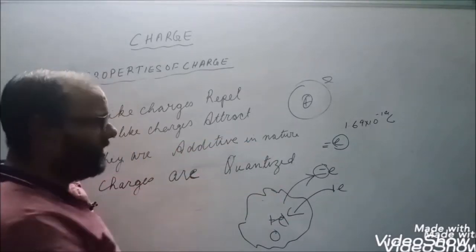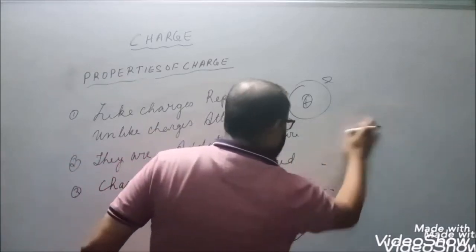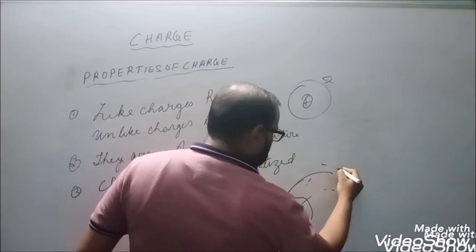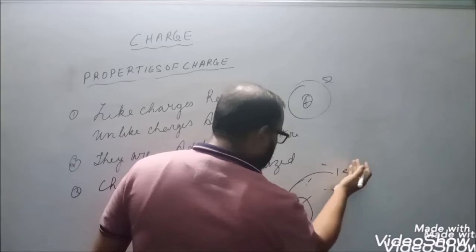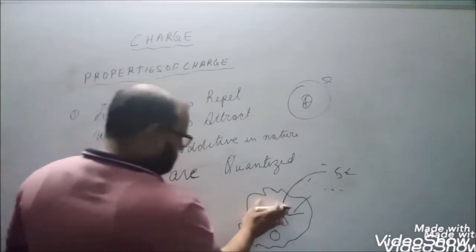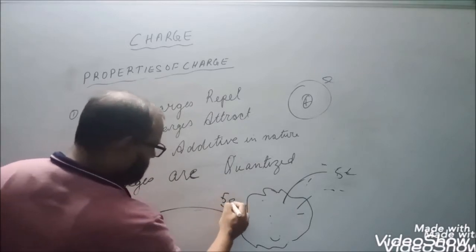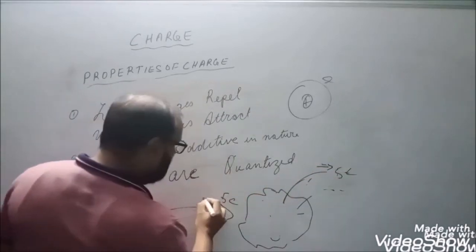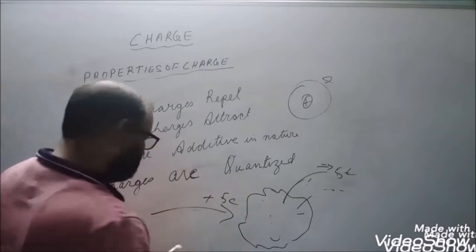Now how will we take it additive? Suppose you remove one electron, or suppose you take, for example, 5 coulombs out, and you have given 5 coulomb. You have removed 5 coulomb and you have given 5 coulomb. What is the charge now? 0.